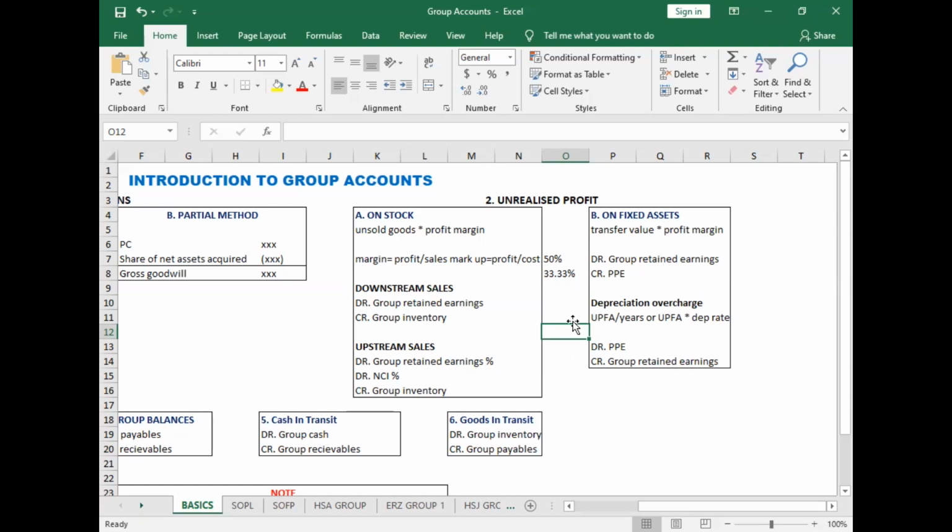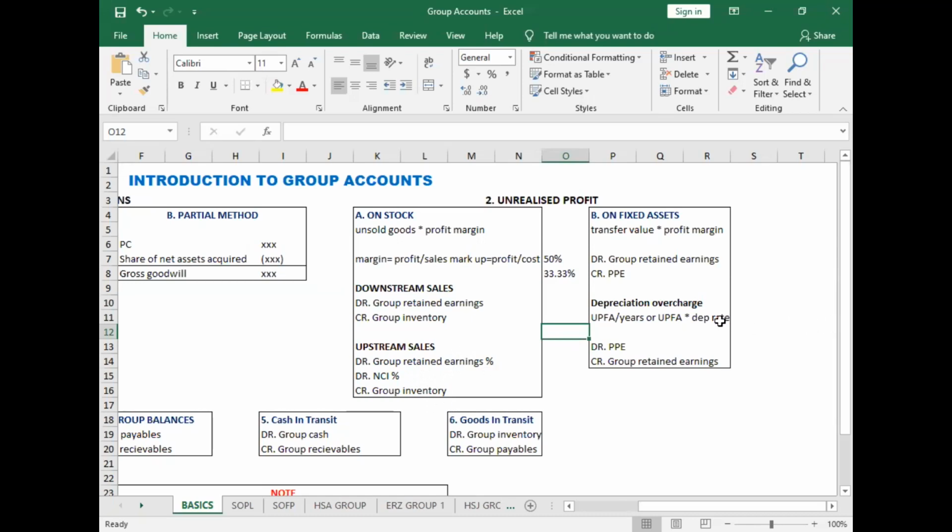And remember, more or less, group retained earnings is like the statement of profit and loss. Because everything else, when you add up to the statement of profit and loss, it comes to retained earnings, the last value, retained earnings carried forward. So remember, with these upstream sales, some UPS will go to the NCI, and others will go to group retained earnings if the sales are upstream, that is from the subsidiary to the parent company.